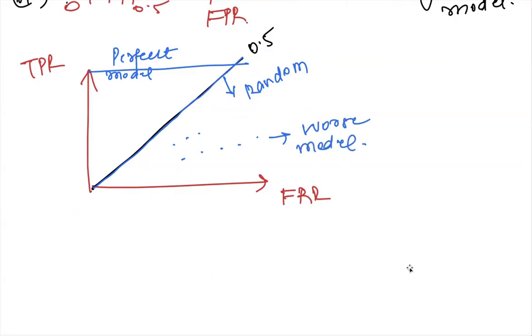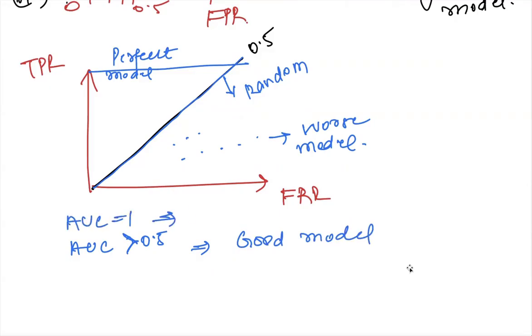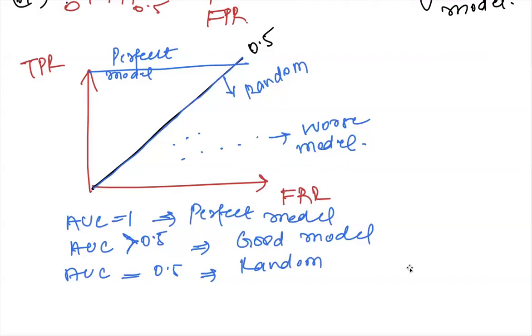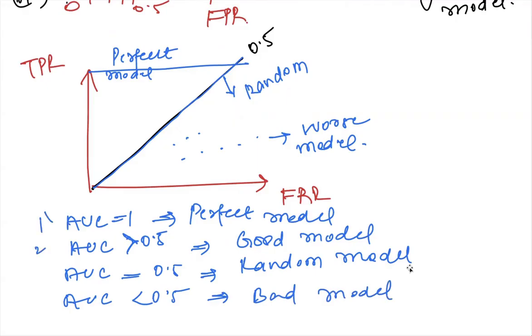Always remember, if your AUC is greater than 0.5, it means a good model. If your AUC is 1, it means a perfect model. If your AUC is 0.5, it means a random model. And if your AUC is less than 0.5, it means a bad model. Tell me, is this clear?